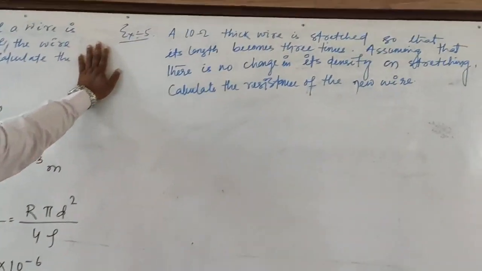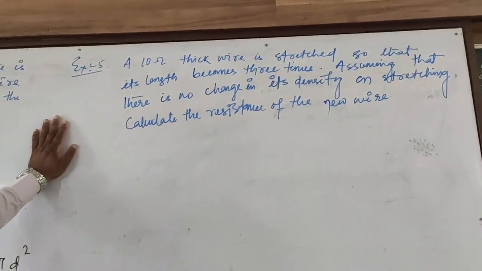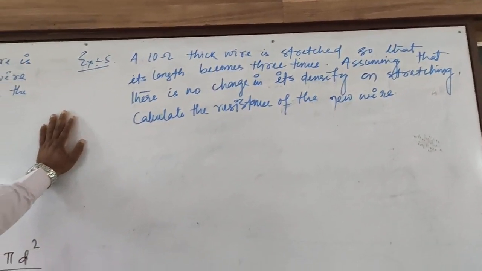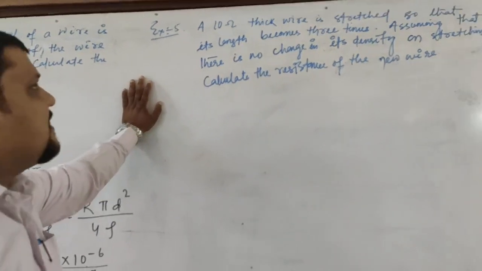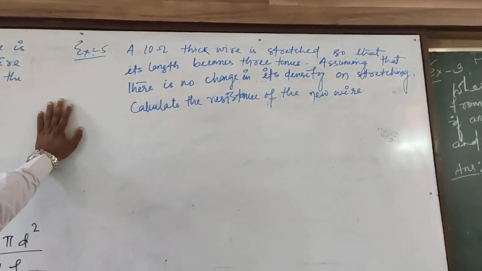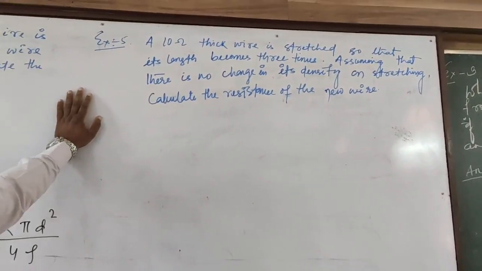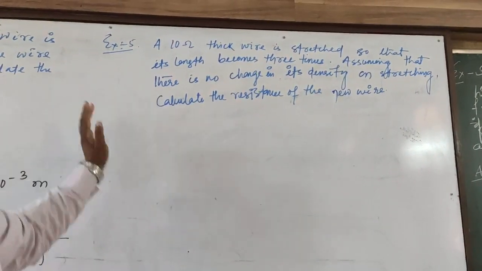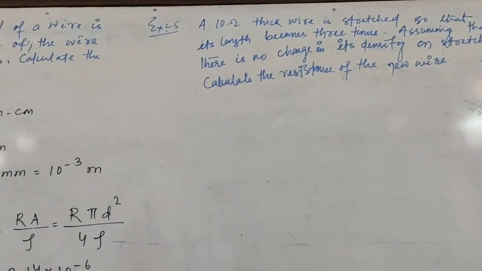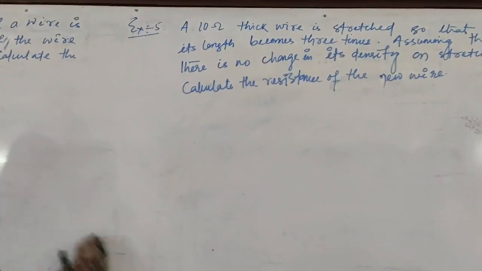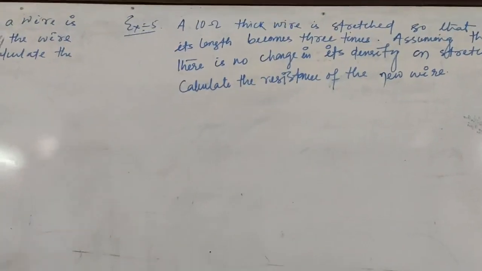Now come to the next, example number 5. A 10 ohm thick wire is stretched so that its length becomes 3 times. Assuming that there is no change in its density on stretching, calculate the resistance of the wire. So there is a very important thing here. Before I solve this one, let me first give an introduction on stretching.